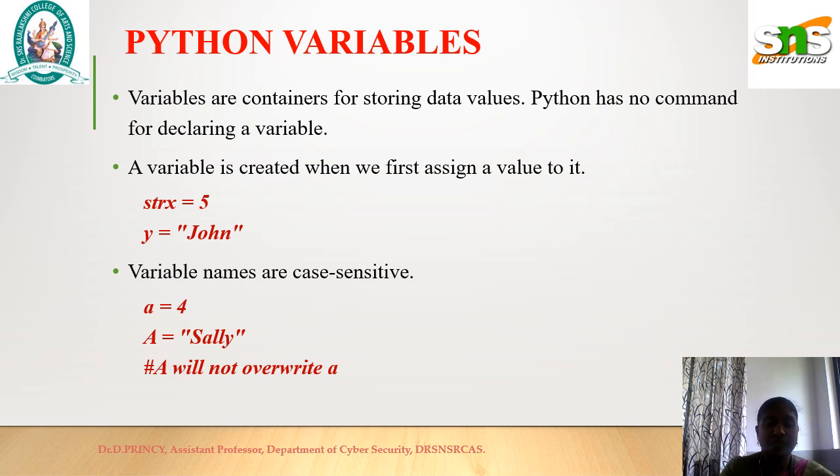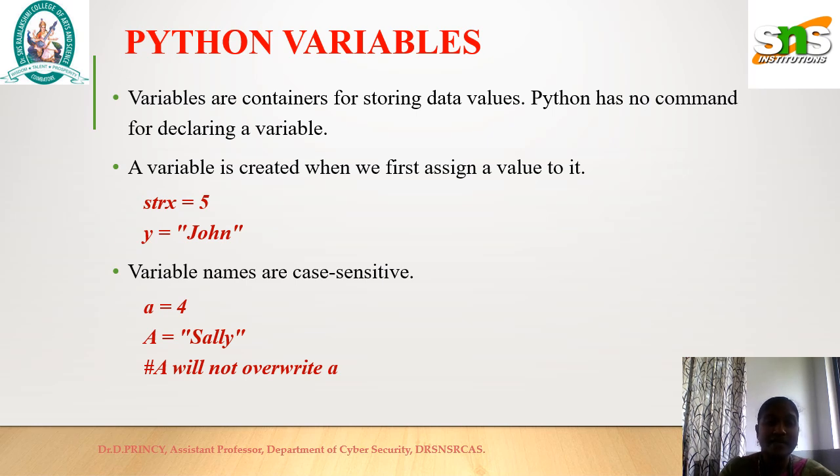Python variables. Generally, variables are used to store values. In Python also, variables are containers for storing data values. In other programming languages, while declaring a variable, we must state the type of the variable, that means a data type, which type of value the variable will hold. But in Python, there is no need to explicitly declare a data type. When we assign a value to the variable, based on the value, the data type will be automatically assigned to the variable itself. A variable is created when we first assign a value to it.